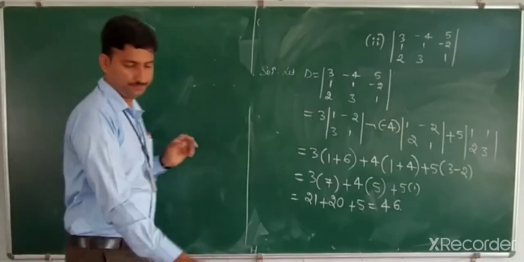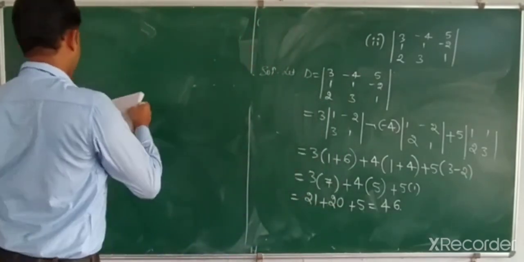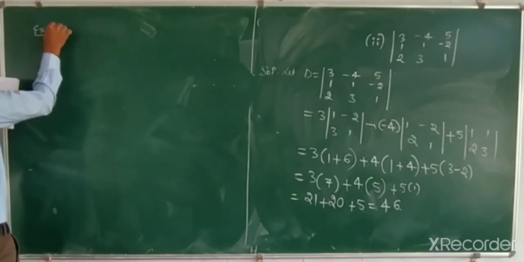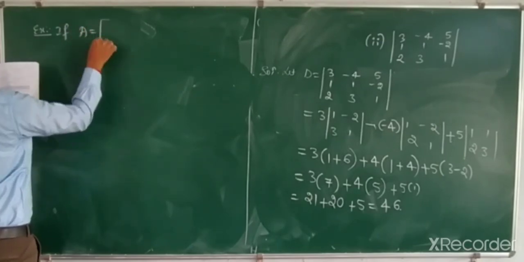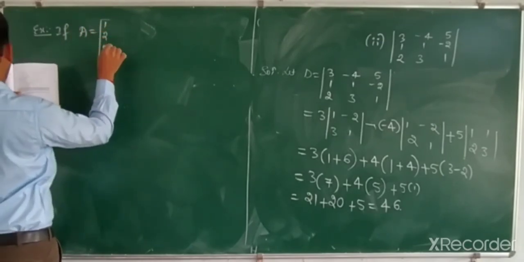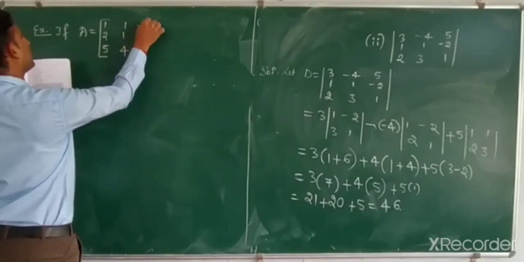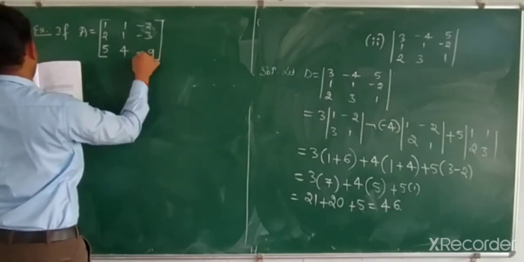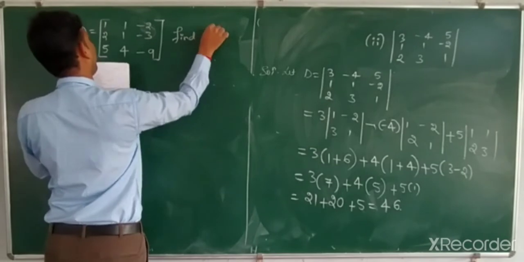Find the determinant. Example: if A is equal to 1 2 5, 1 1 4, minus 2 minus 3 minus 9, find the determinant of A.